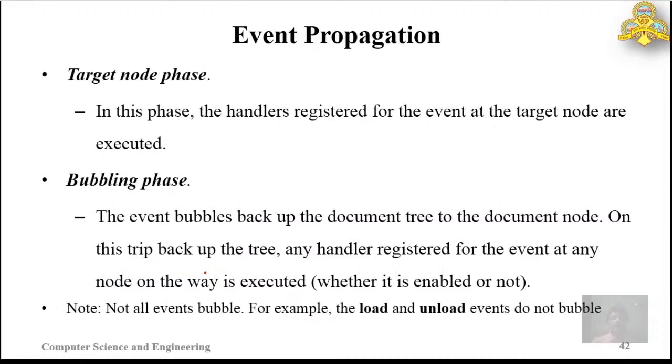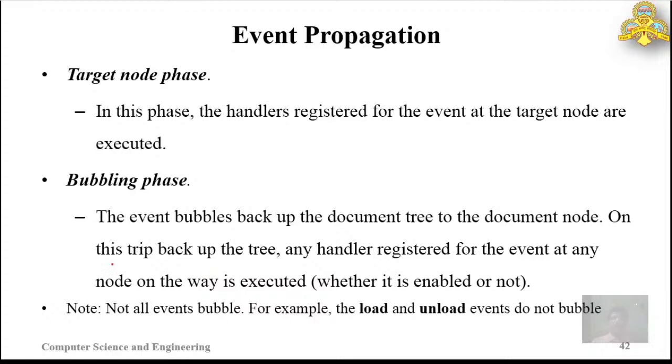In the target node phase, the event handler for the target node is executed. It's quite natural, that is our expectation. So when I click on a button, then the onclick event registered for that node must and should execute. That's what we are expecting. But in the advanced and very complex event propagation, it's a little bit different.